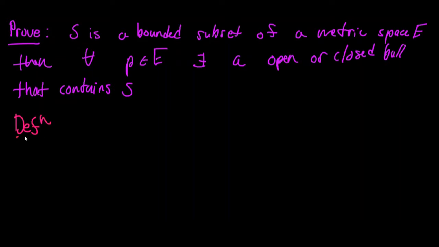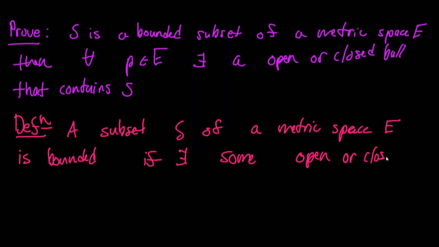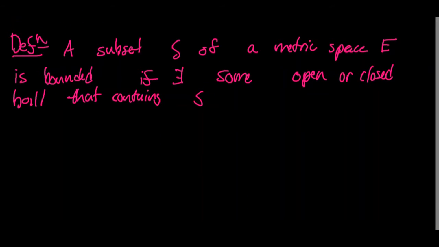So, definition of bounded. A subset S of a metric space E is bounded if there exists some open or closed ball that contains S. So let's prove our statement. Now that we have this definition, let's prove what we want to prove.